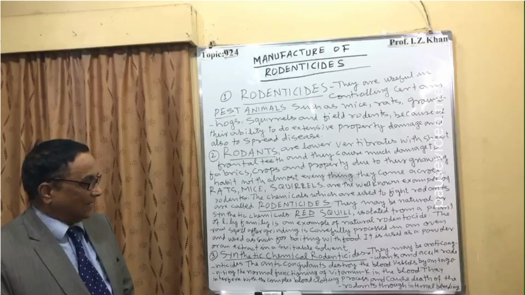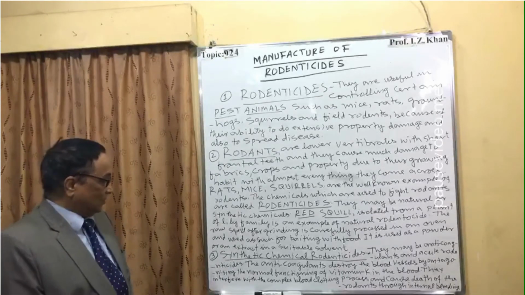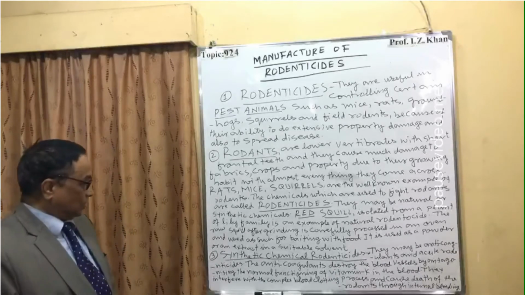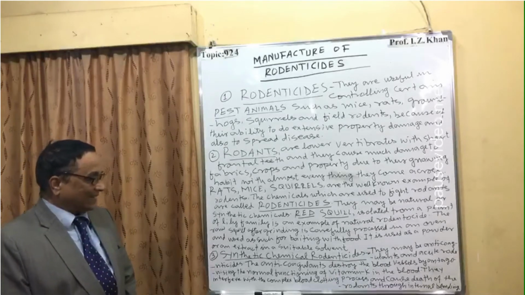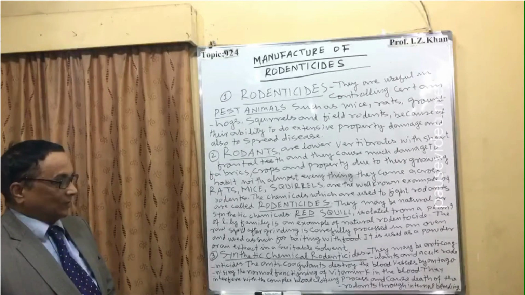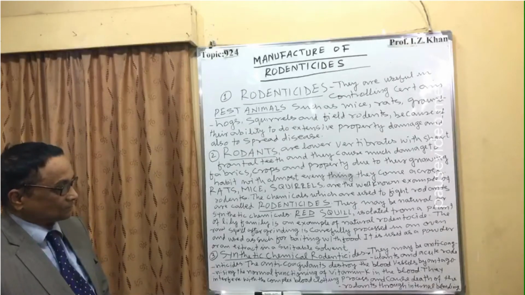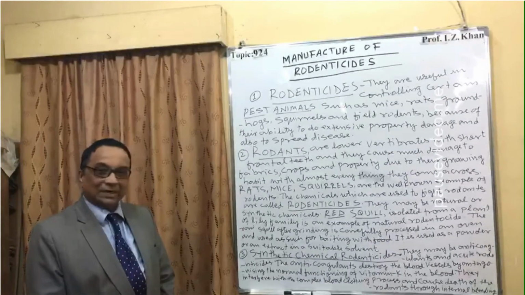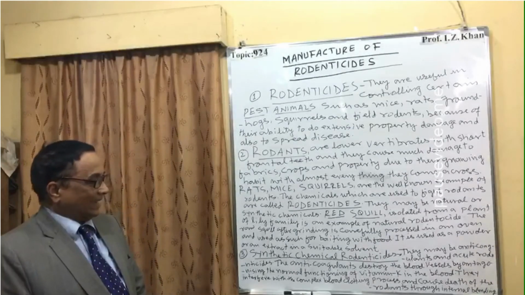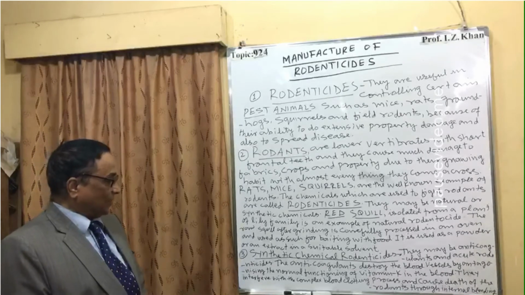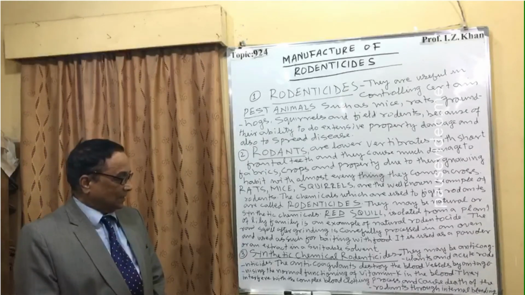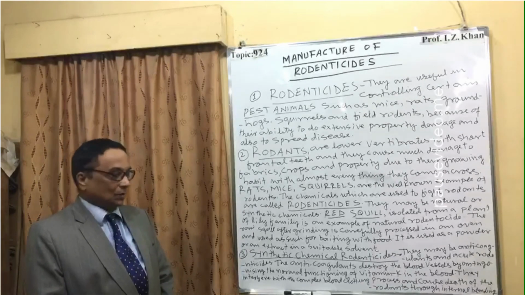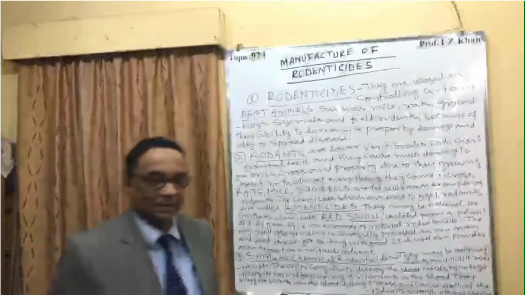So they may be anticoagulants and acute rodenticides. The anticoagulants destroy the blood vessels by antagonizing the normal functioning of vitamin K in the blood. They interfere with the complex blood clotting process and cause death of the rodents through internal bleeding.